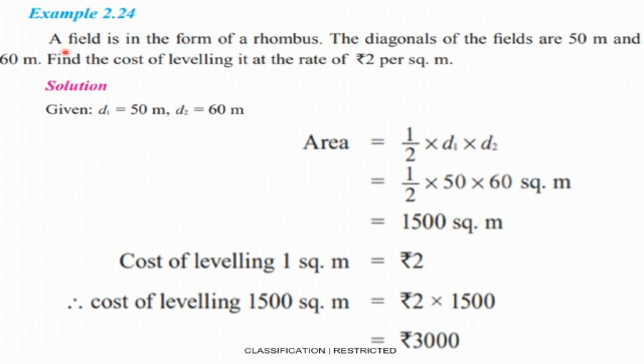Next example, a field is in the form of a rhombus. Diagonals of the field, that is D1 and D2, are also given. We have to find out the cost of leveling it at the rate of rupees 2 per square meter. First we have to find out the area. So half into D1 into D2, half into 50 into 60, you cancel it and you get 1500 square meter. So here the cost of leveling per square meter is rupees 2. Here 1500 square meter, we have to find out the cost of leveling, that is 2 into 1500 equals rupees 3000.